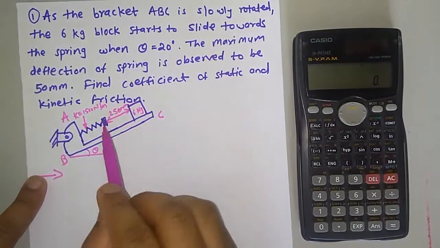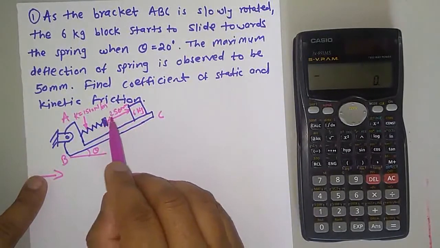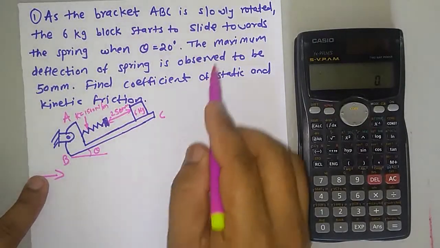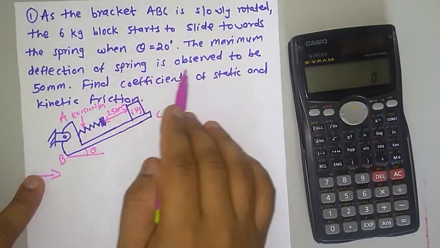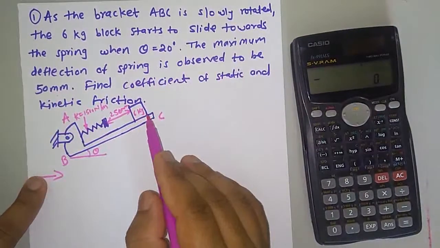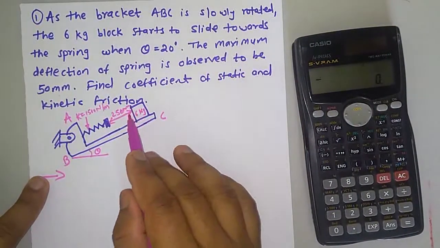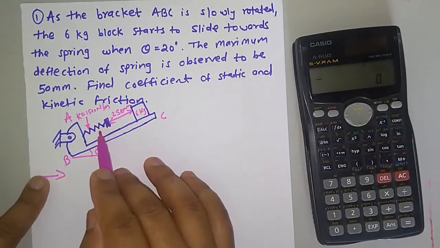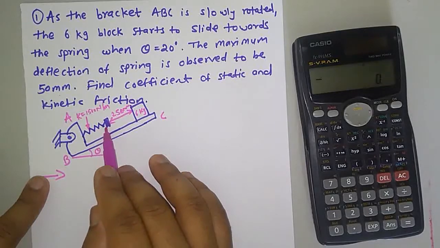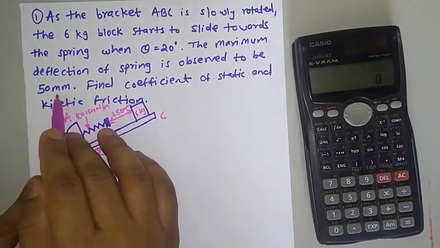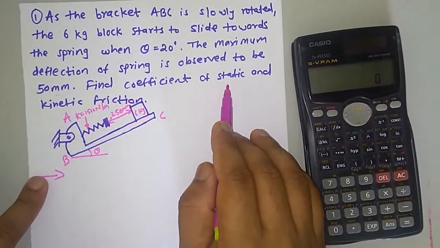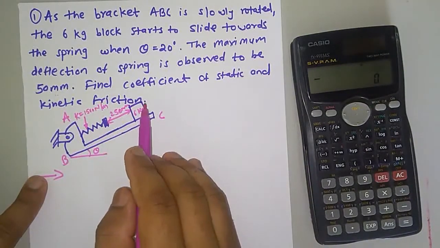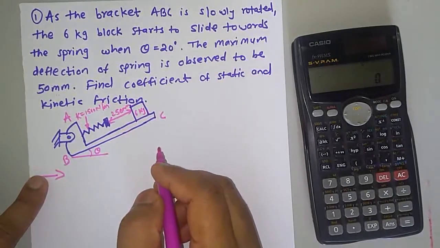Initially the distance between the spring and the block was 250 mm. The maximum deflection of the spring is observed to be 50 mm. Means, when this block strikes the spring, the change in dimension of this spring is observed to be 50 mm. That is maximum. So we need to find the static friction and the kinetic friction. We will find that.